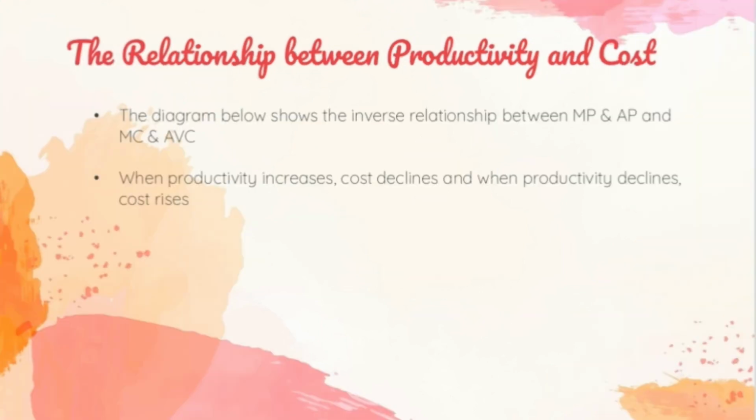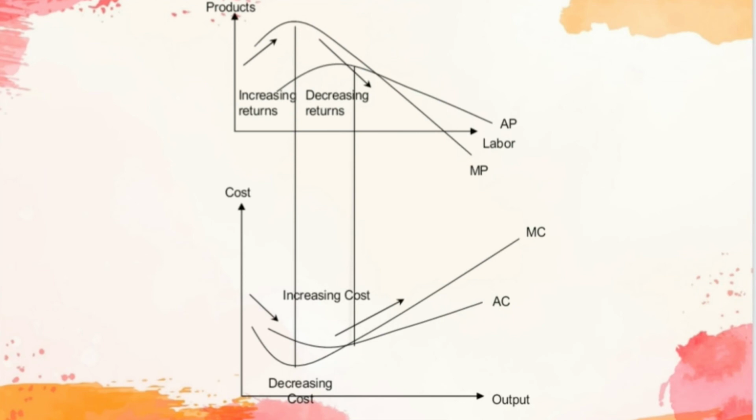This is the graph, the relationship between productivity and cost. The diagram below shows the inverse relationship between MP and AP, and MC and AVC. When productivity increases, cost declines, and when productivity declines, cost rises.